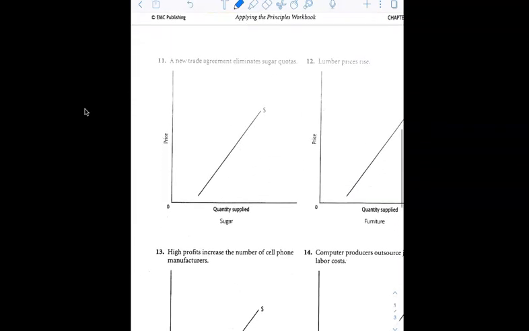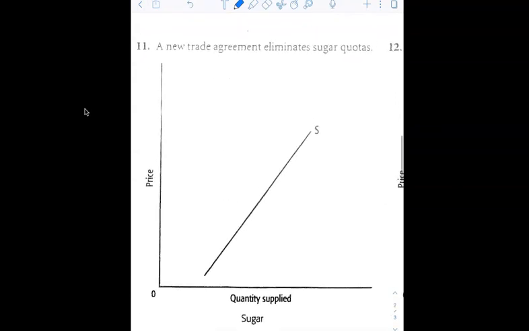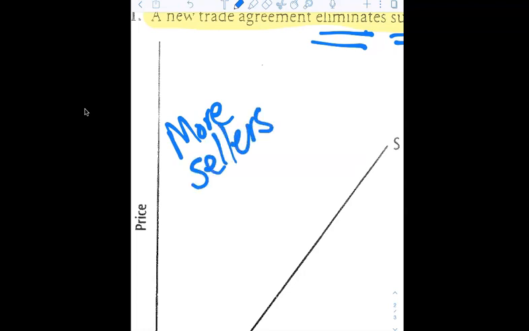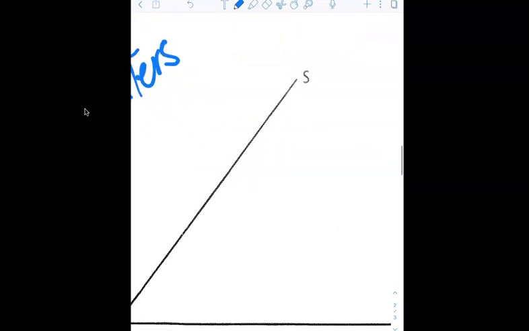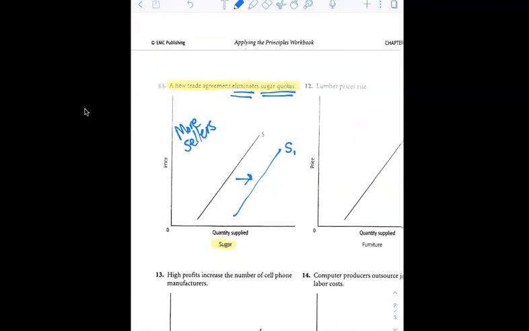Moving down to number 11. Imagine we are producing sugar and we are told that a new trade agreement eliminates sugar quotas. Now the key to this one is understanding what a quota is. A quota is a maximum amount of a good allowed into a place at a given time. So if the government said only 2 million tons of sugar is allowed into the country a year, that's going to create a limit on the number of suppliers. When they eliminate the quota now, as much sugar can be brought in from another country, like say Cuba, which is going to increase the supply of sugar in the market. We're going to have more sellers. So that's going to cause an increase to the supply curve. As you can see, it shifts to the right.